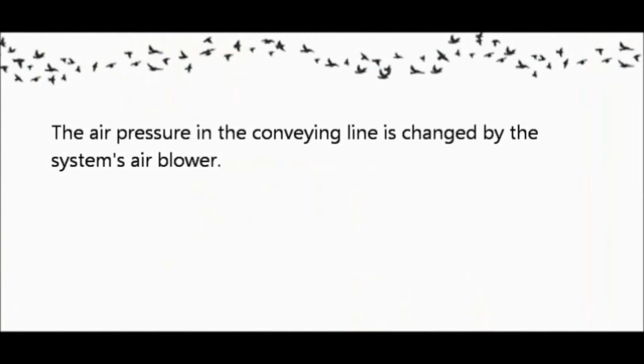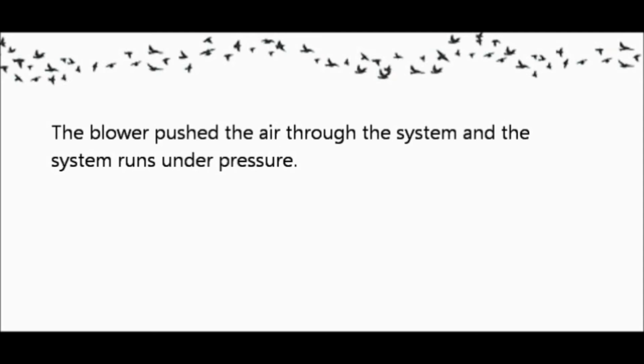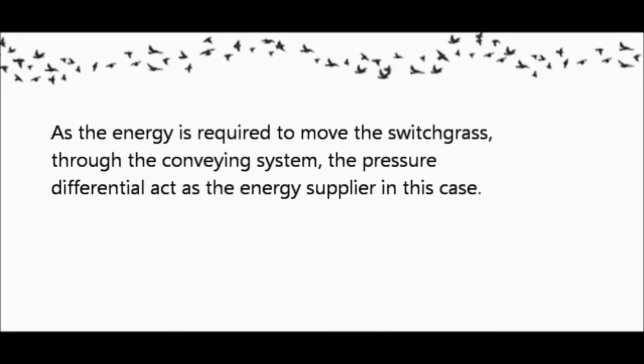In this system, the air pressure in the conveying line is changed by the system's air blower, which generates the pressure. The blower pushes the air through the system and the system runs under pressure. As energy is required to move the switchgrass through the pneumatic conveying system, the pressure differential acts as the energy supplier in this case.